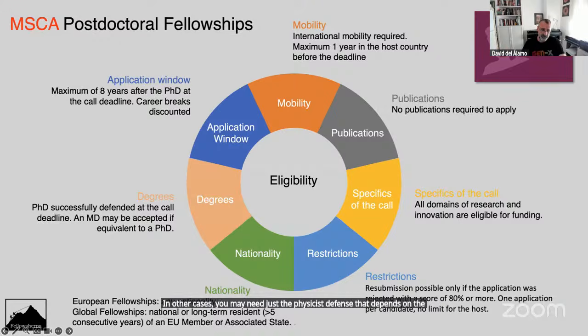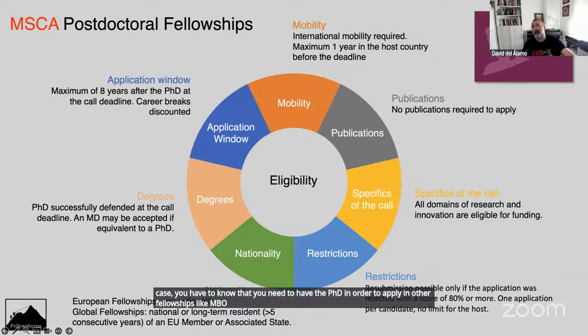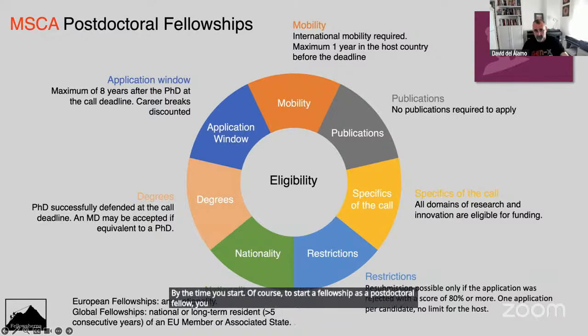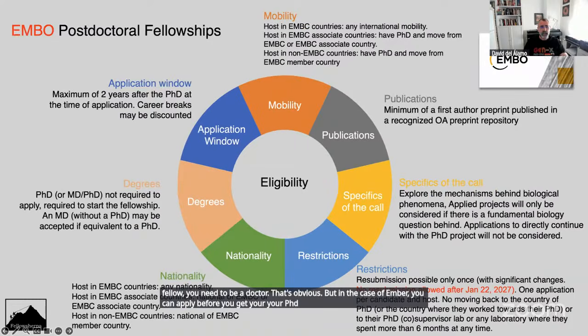Each fellowship has different ways of defining this. But in this case, you have to know that you need to have the PhD in order to apply. In other fellowships, like EMBO, for example, you can apply and then get your PhD by the time you start. Of course, to start a fellowship as a postdoctoral fellow, you need to be a doctor. That's obvious. But in the case of EMBO, you can apply before you get your PhD. So this is for EMBO.